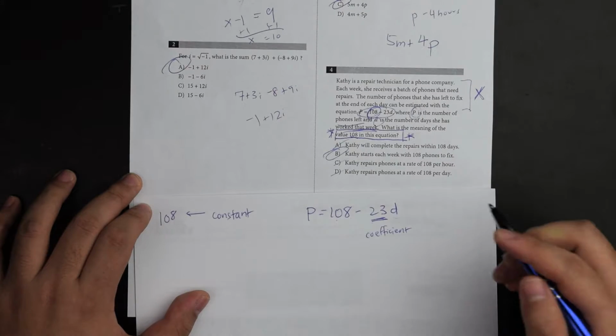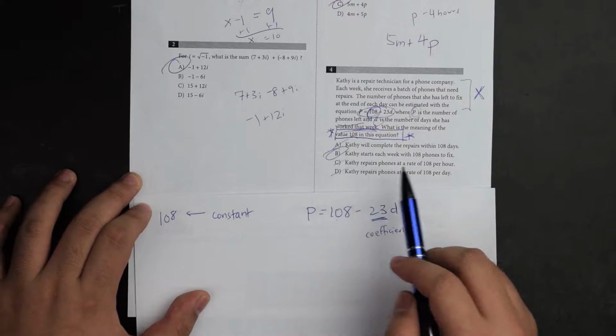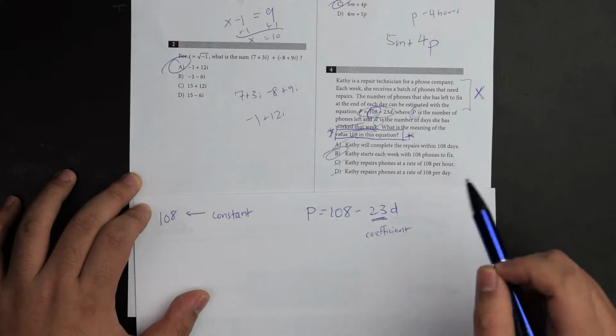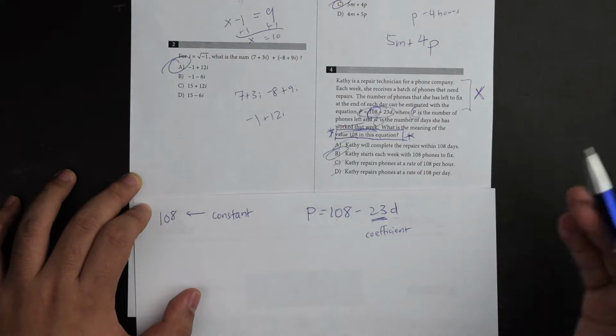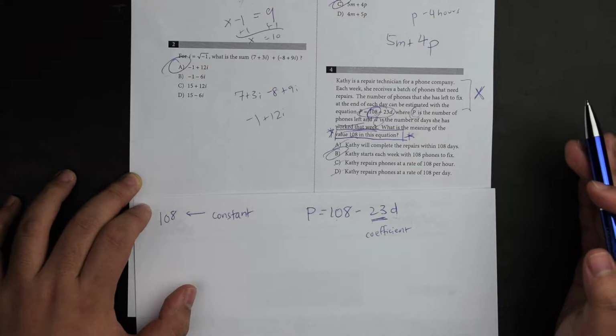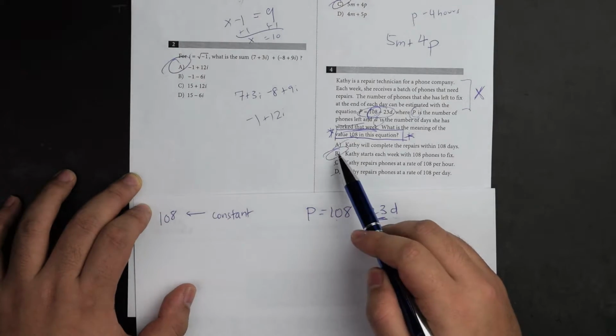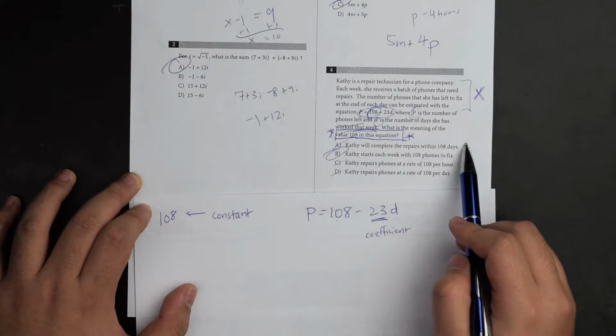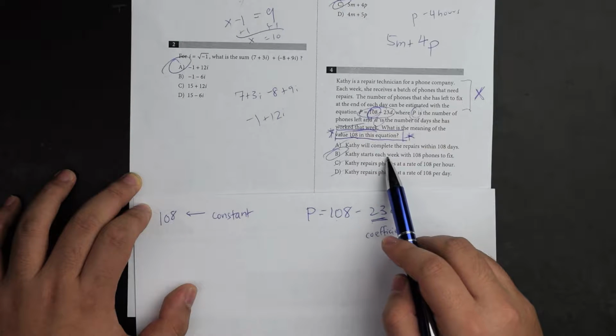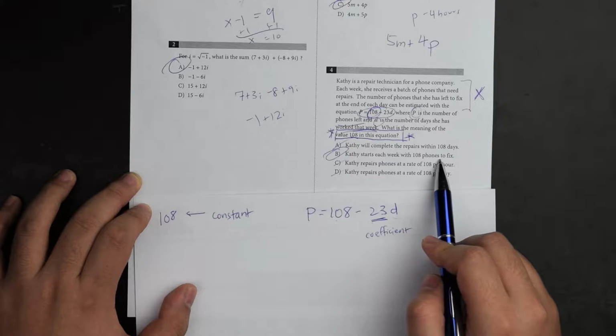Based on the process of elimination, I automatically saw that 108 per hour or per day cannot be it. C and D, I knew right off, could not be it. The question is whether then A or B: whether she completes it within 108 days, or she starts each week with 108 repairs.